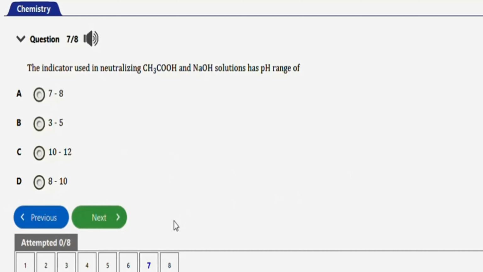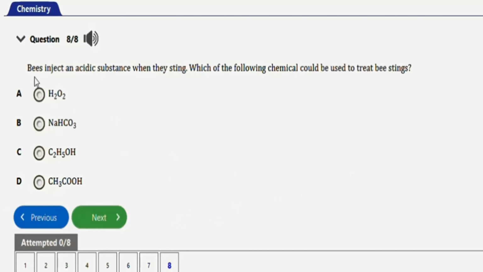The last question before I end this video will be this one. It says bees inject an acidic substance when they sting. Which of the following chemicals could be used to treat bee stings? So the right option will be option B, which is sodium hydrogen trioxocarbonate 4. So that's for this question.